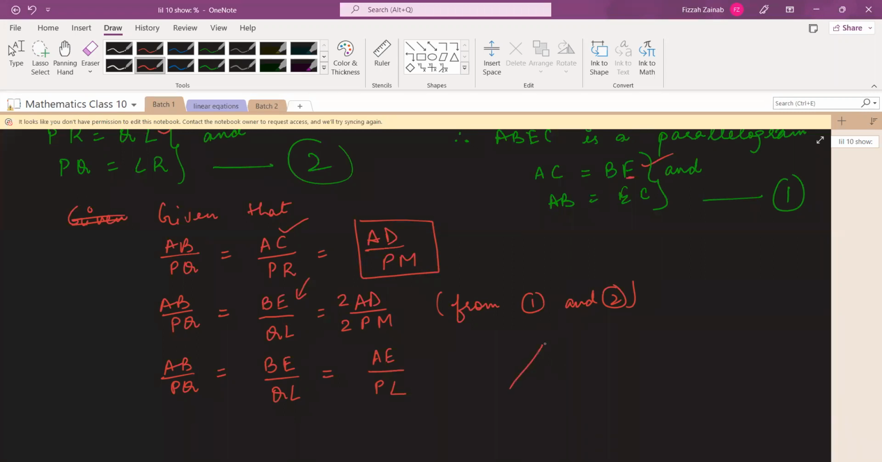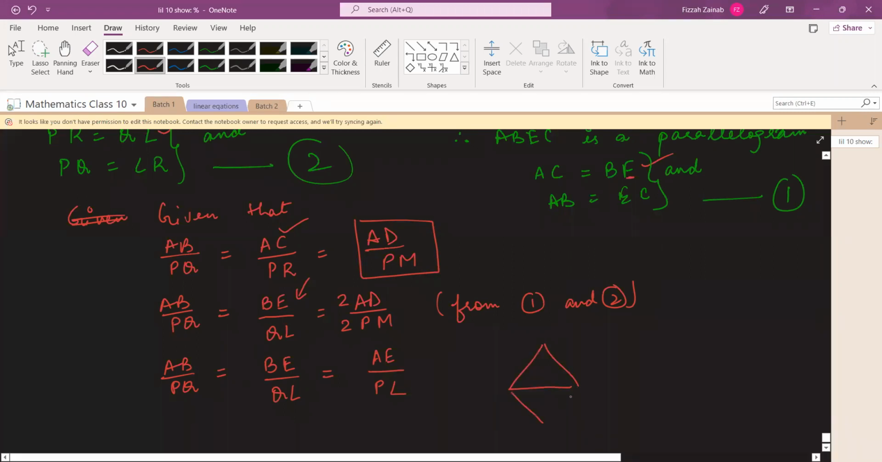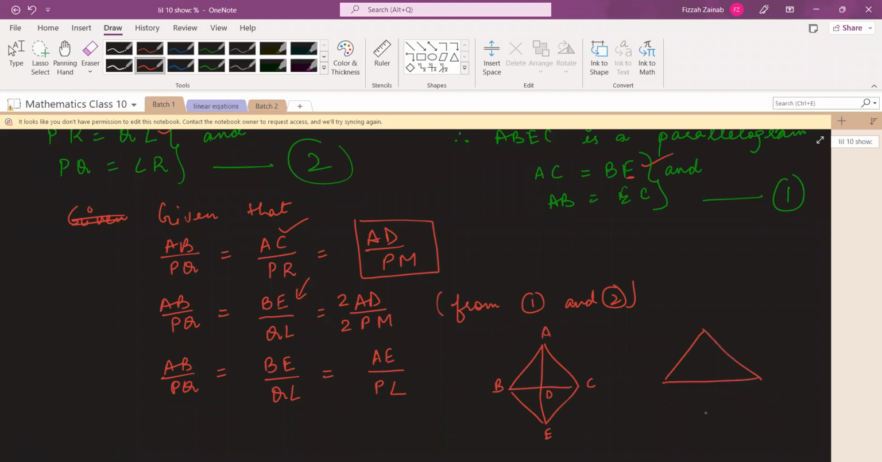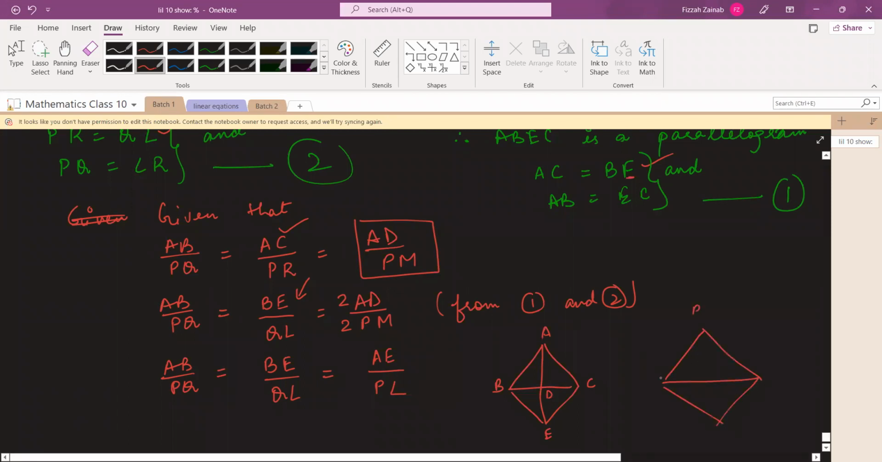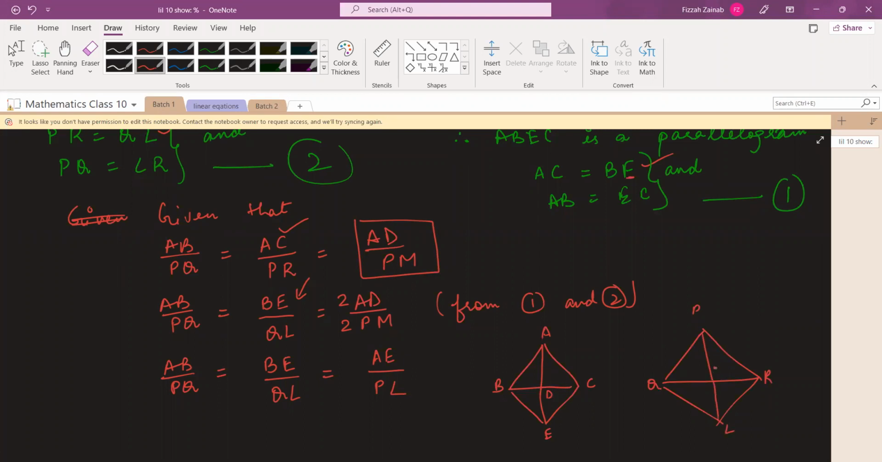Now if you again go back to the figure, now see this is the figure. A, B, C, and this was what? E, right? And this is D. So now I'm getting AB by, I should draw the other one also. This was P, Q, R, and this I named L, and then you have M here. So now I'm getting this. So I'm getting AB by PQ, right? Then I'm getting BE by QL, right? And then I'm getting this like AE by PL.